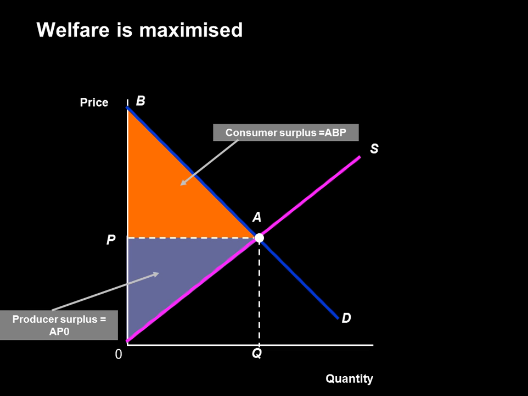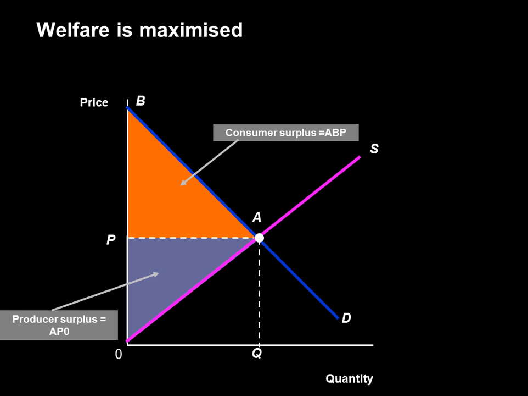In a similar way, we can think about producer surplus, because there is clearly a rental income for landlords. They get OPAQ as rental income, but the total variable costs of providing that rented accommodation up to OQ is 0AQ, so that there is a benefit, a producer surplus to landlords of AP0. So the market works well for consumers and landlords in this instance.